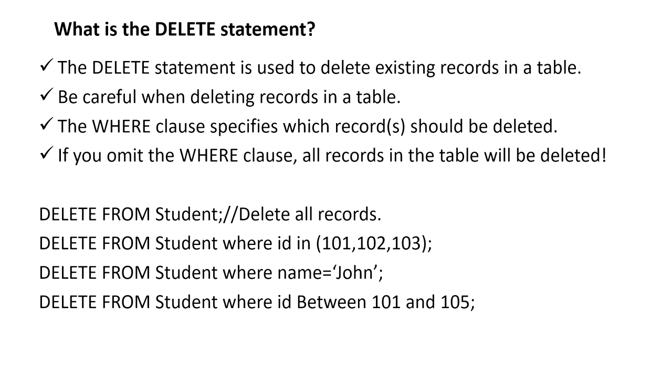In the example given below, delete from student deletes all records. Delete from student where ID in 101, 102, 103 deletes only these three records. Delete from student where name equals John deletes records only where name is John. Delete from student where ID between 101 and 105 deletes all records from 101 to 105.